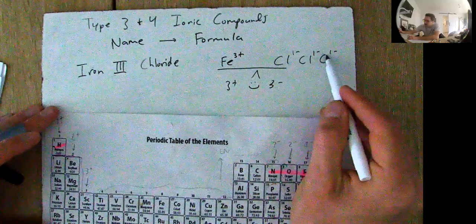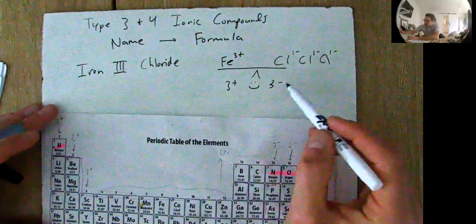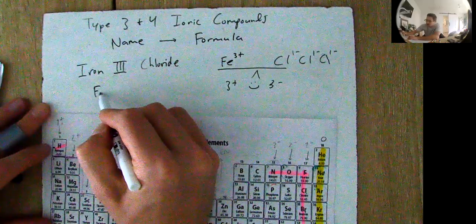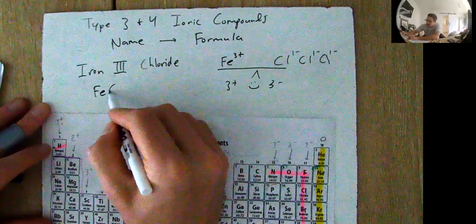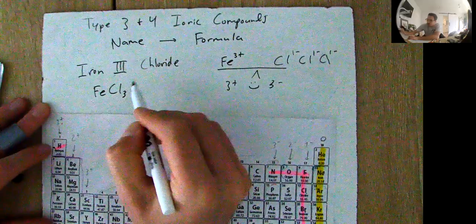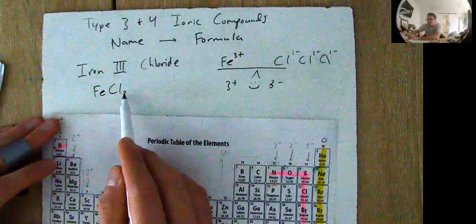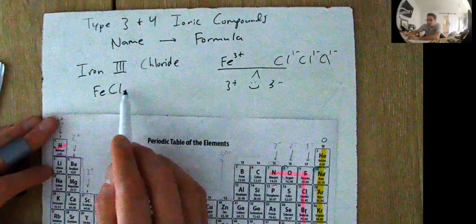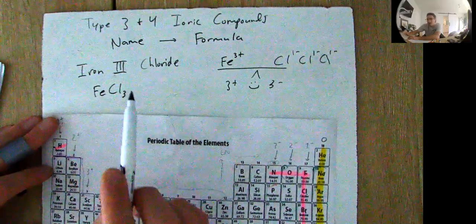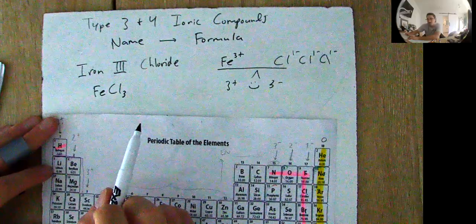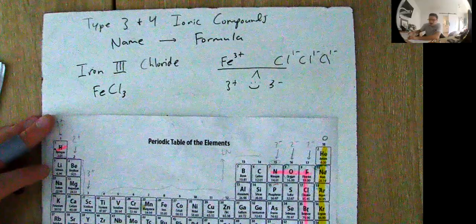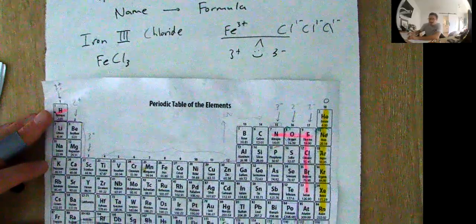So forgot the L right there. So our formula for iron 3 chloride is going to look like this. Iron chloride with a subscript of 3. The little subscript of 3 means that there are 3 chloride ions in this 1 ionic compound of iron 3 chloride. Okay, I hope that makes sense, because we're going to do a few more examples and you're going to answer some questions. So here we go.